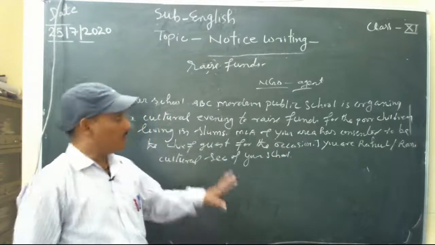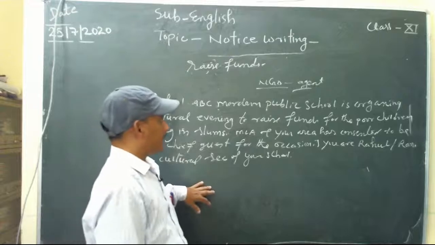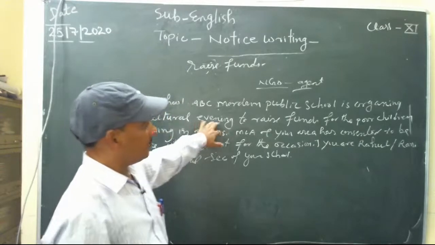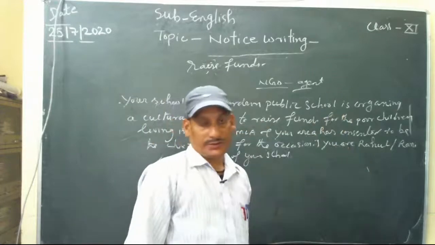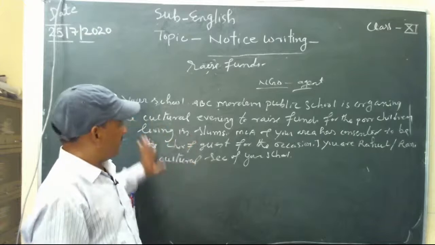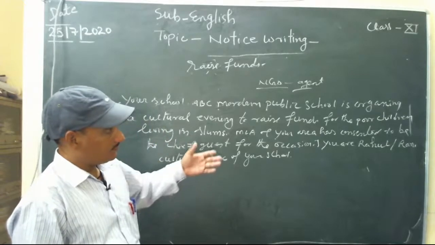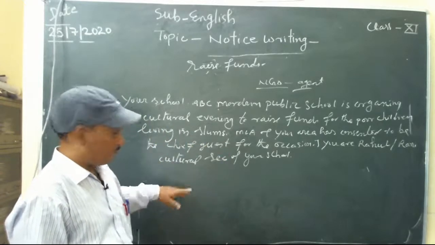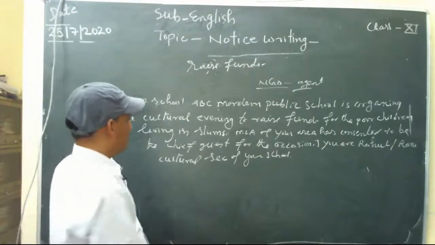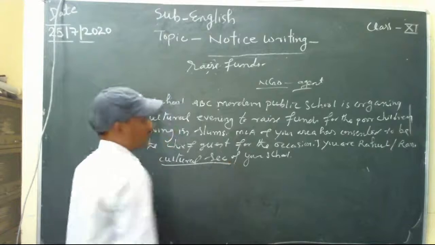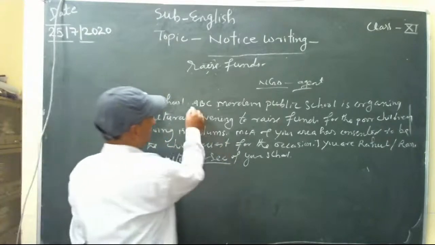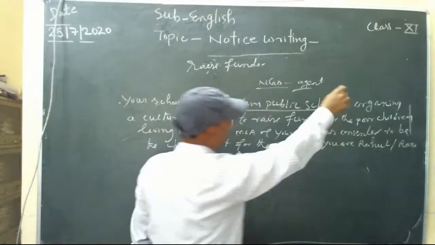Okay, so now the objective of conducting this cultural evening is to raise funds for the poor children. So now you got your topic, and your name is Rahul or Rani, which you will write at the last, and your designation is cultural secretary of your school, and the name of your school is ABC Modern Public School.